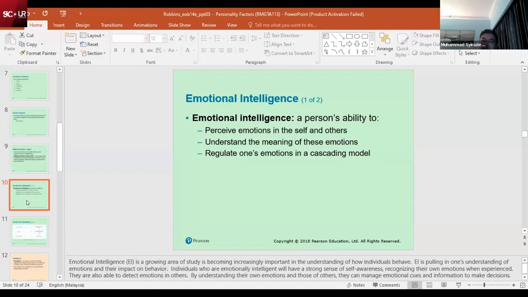Okay, good point. But that one is regulating one's emotion, in a cascading model. That is the third one. You can regulate your own emotion or you can control other people's emotion. That's regulating one's emotion. Okay, but before that, you must really understand what the emotion of others is.